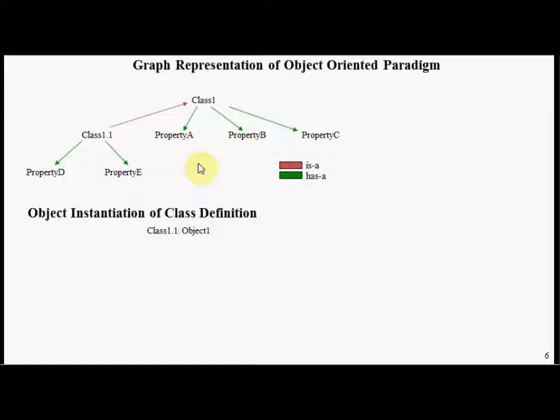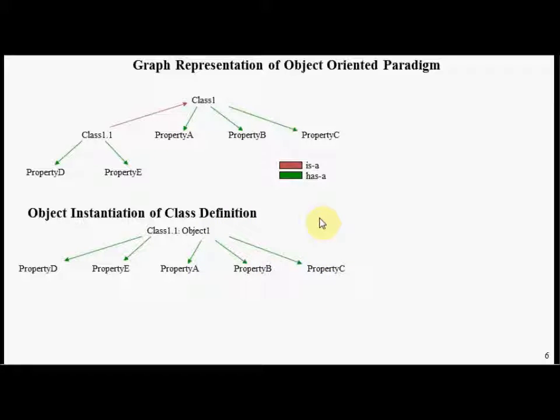Now let's look at what happens if we want to instantiate class 1.1. Let's look at the equivalent object graph. In this case, it would look like the following. Assuming we want to instantiate class 1.1 and we're going to call that object 1, what happens is the following. We first want to instantiate properties D and E, and then we want to look at this inheritance is-a link to inherit properties A, B, and C, which is what you see down here.